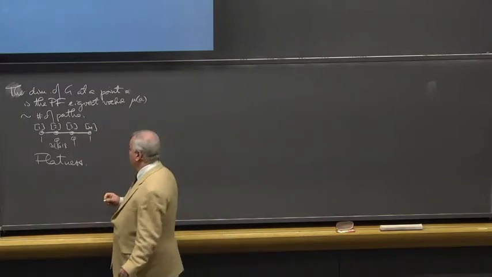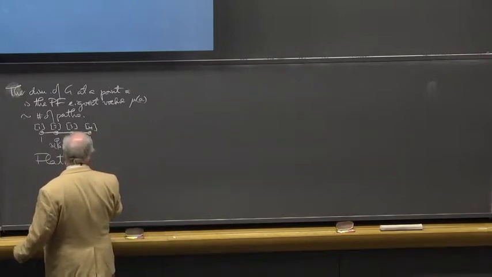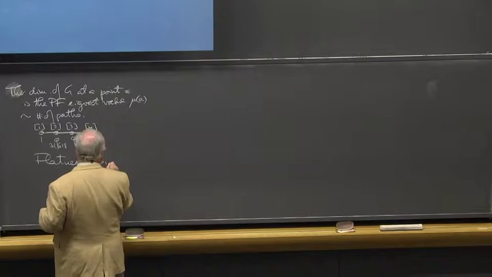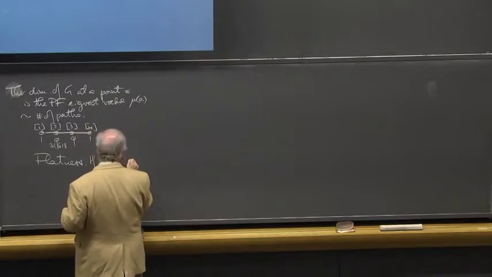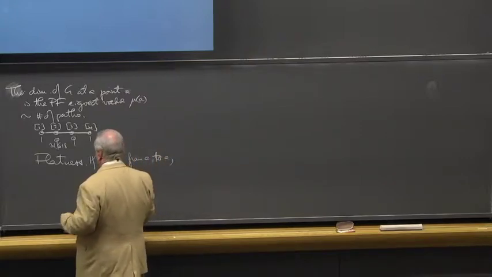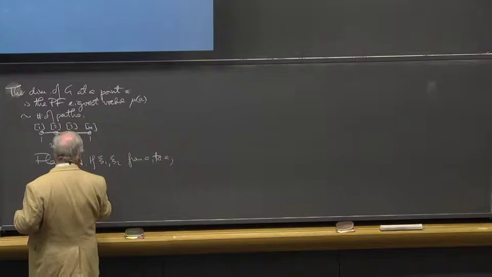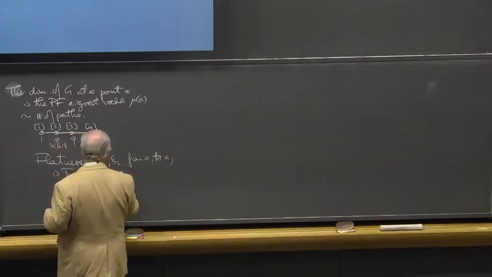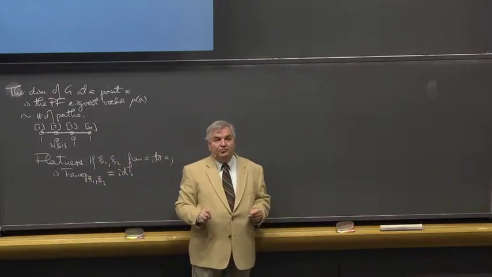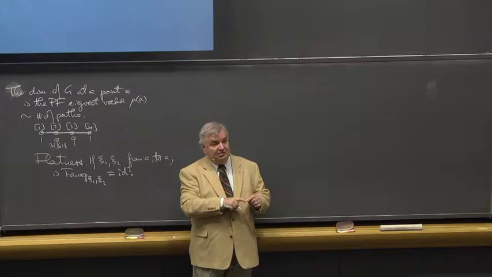Namely, we check whether, if xi1, xi2 go from A to A, the transportation along xi1, xi2 is equal to the identity. That's what flatness is. On a manifold, you transport things around, back, and you check.